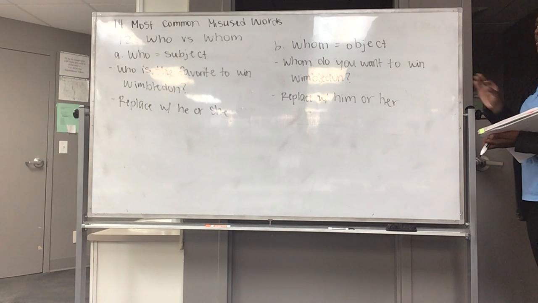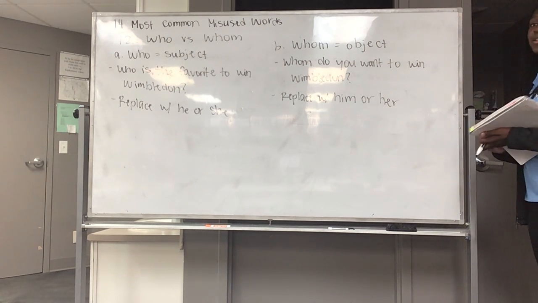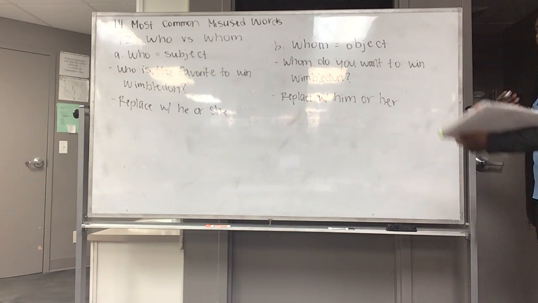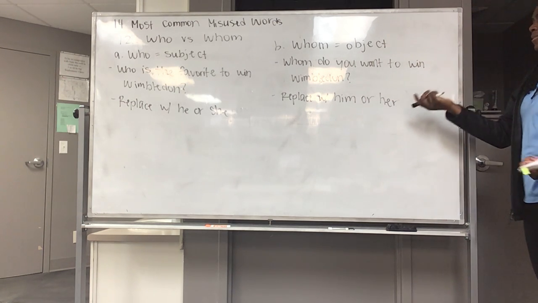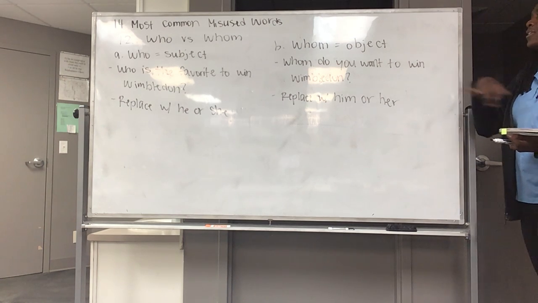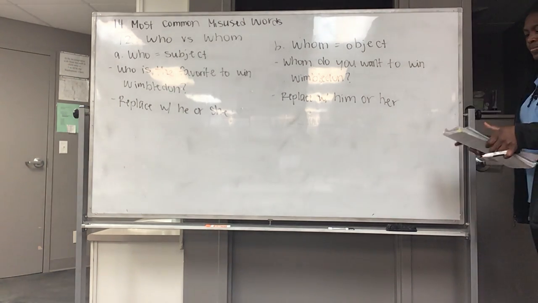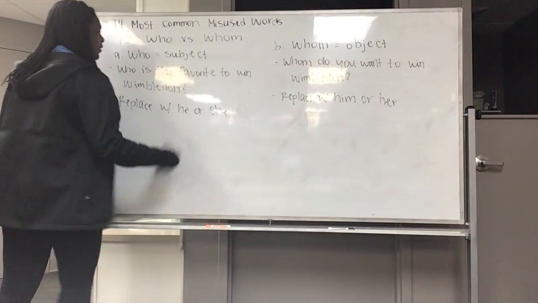So for this example sentence, if we replaced it with him, "Him do you want to win Wimbledon?" That doesn't really make sense. So first we'd have to rewrite the sentence to say, you want whom to win Wimbledon? And then we could say you want him to win Wimbledon. And so since him or her fits in there, we should know we want to use whom in that situation. Okay, so two more.